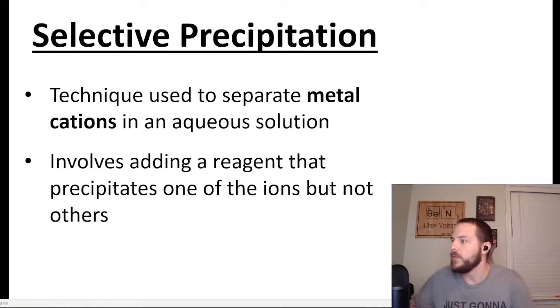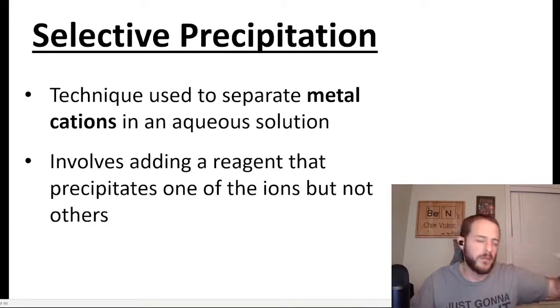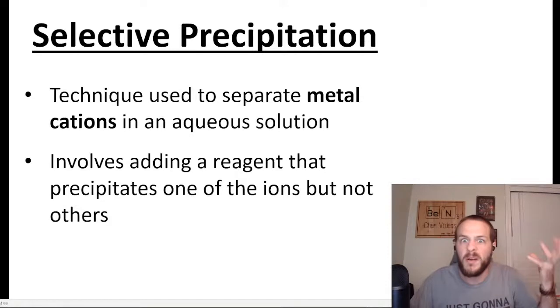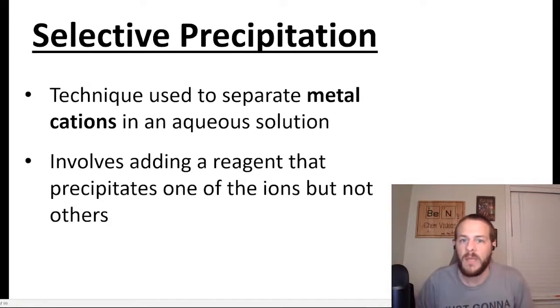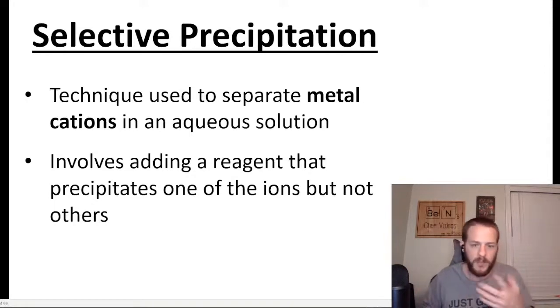Selective precipitation is used to separate metal cations, like sodium ion, calcium ion, potassium ion, lithium ion, silver ion, and mercury ion. If you have an aqueous solution with a bunch of those metal cations in it, and you want to separate them from one another, then you would use this technique known as selective precipitation.